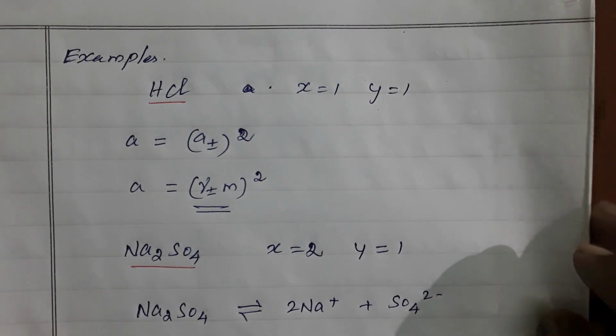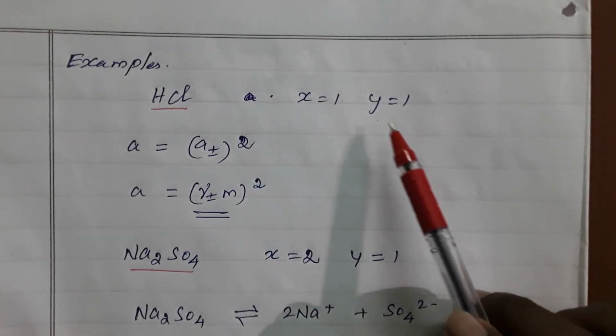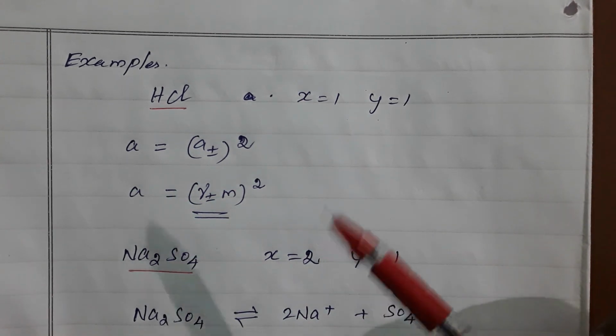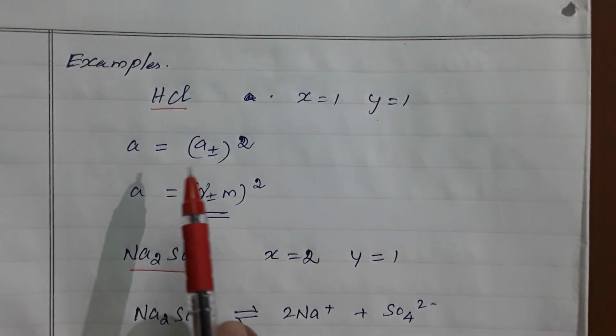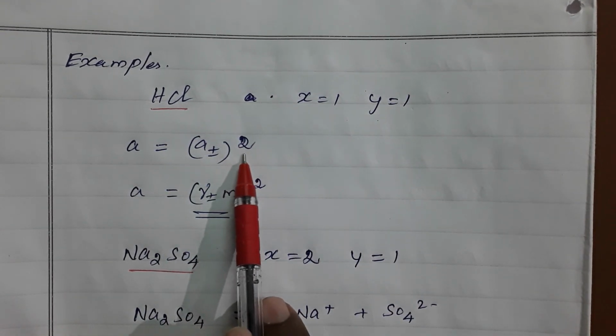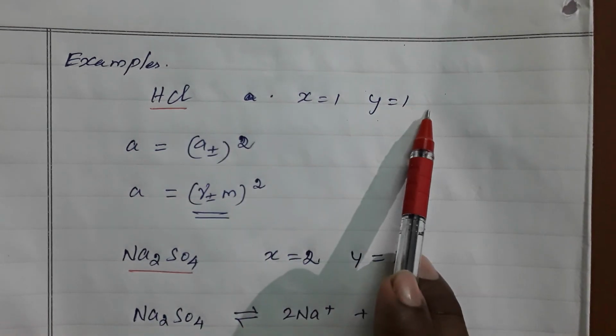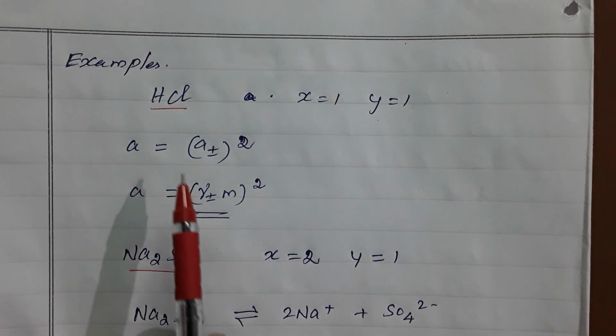First example, take HCl. For HCl, the x value and y value are both the same, that is 1, because H plus and Cl minus. So x is equal to 1, y equal to 1. So the first one is a plus or minus equal to a. This 2 is because of 1 plus 1. So this is an ionic activity.